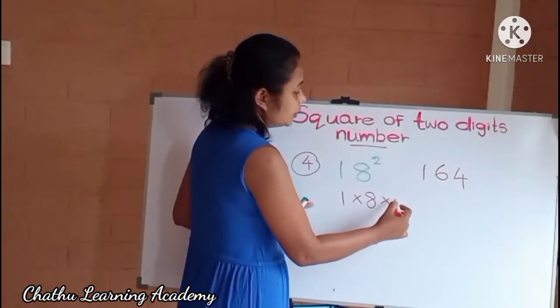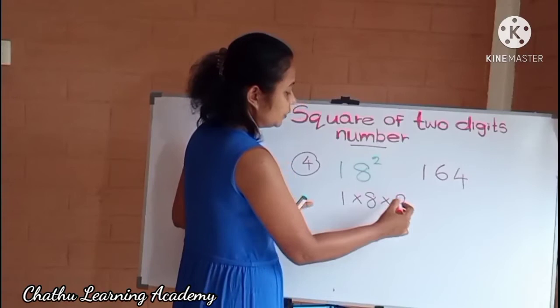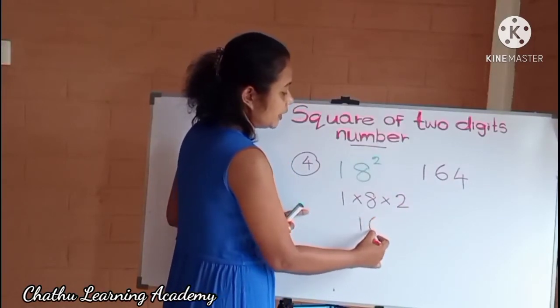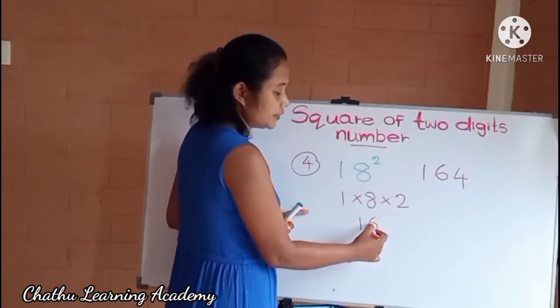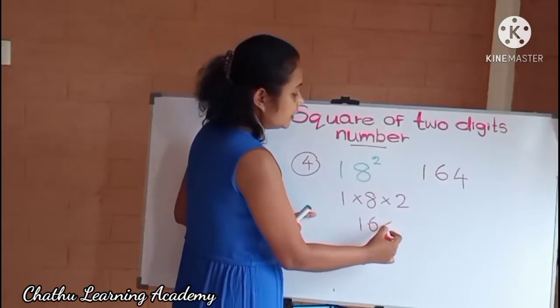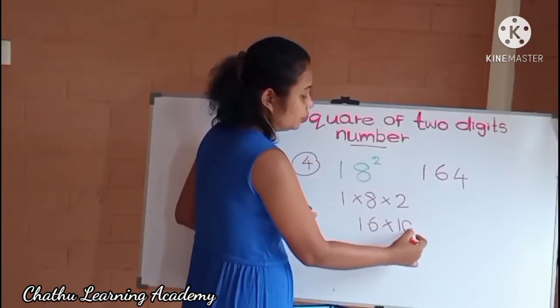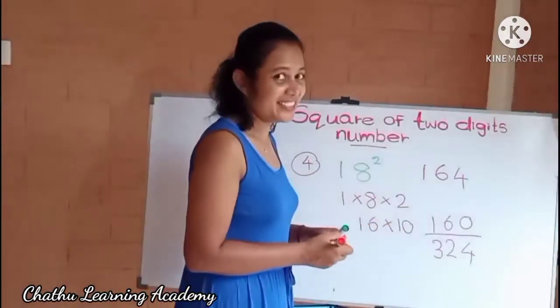After that, you need to get the product of these two digits. Then multiply it by 2. Then here you can get the answer as 16. Then again you need to multiply this value by 10. It's very easy, isn't it?